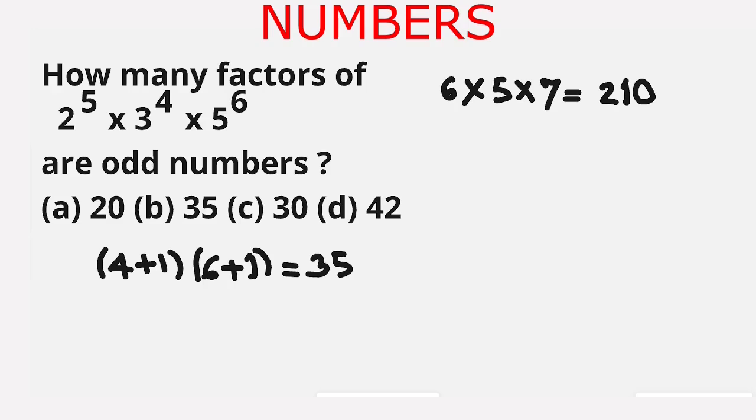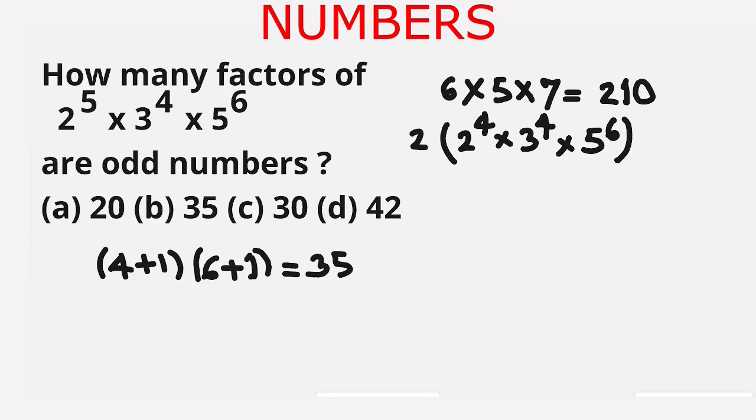Now for even factors, what do we do? We take out 2 from the given number. So the given number can be written as 2 multiplied by 2 to the power 4 multiplied by 3 to the power 4 multiplied by 5 to the power 6. Now we will find the number of factors of 2 to the power 4 multiplied by 3 to the power 4 multiplied by 5 to the power 6.